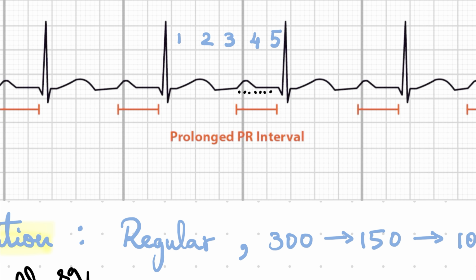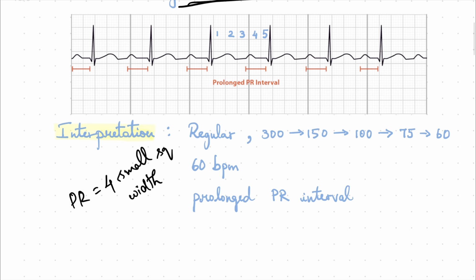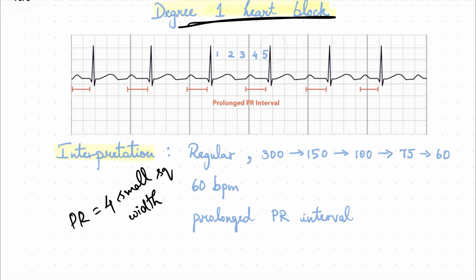It's a lot. It's 8. So hence we consider this as prolonged PR interval. But if you look, the RR waves, the distance between the RR waves, they are equidistant. So it is regular. So how do you calculate the rate of a regular RR interval?